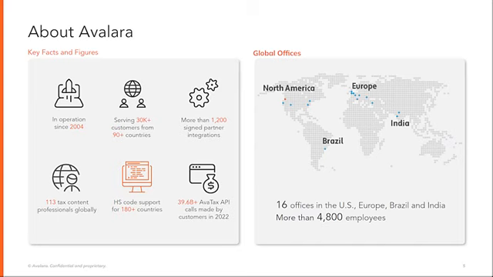So thanks, Evan. Thanks, Nicole. Before we get into the meat of the presentation, let me first tell you a little bit about Avalara and who we are. Avalara is a software company that has been around since 2004. We focus on indirect tax compliance and compliance challenges all around the world. We have 16 offices globally. We have more than 4,800 employees servicing over 30,000 customers in 90 different countries around the world.